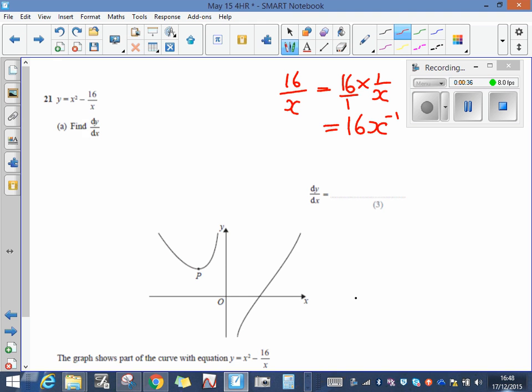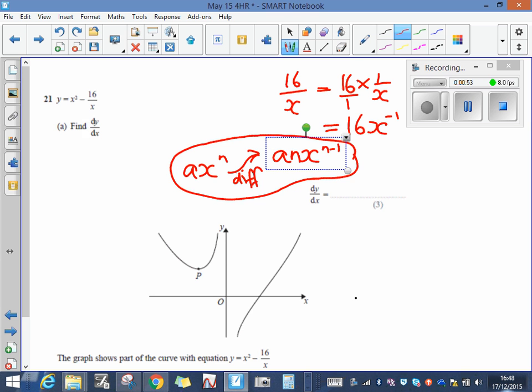In order to differentiate, remember, we have to have something in the form ax to the power n, and then when we differentiate it, a is multiplied by n, so we get a n x to the n minus 1. That's the rule really for differentiating in general. So first of all, the x squared minus 16 over x, I can write as x squared minus 16x to the power minus 1. Okay, so differentiating now using the usual rule.